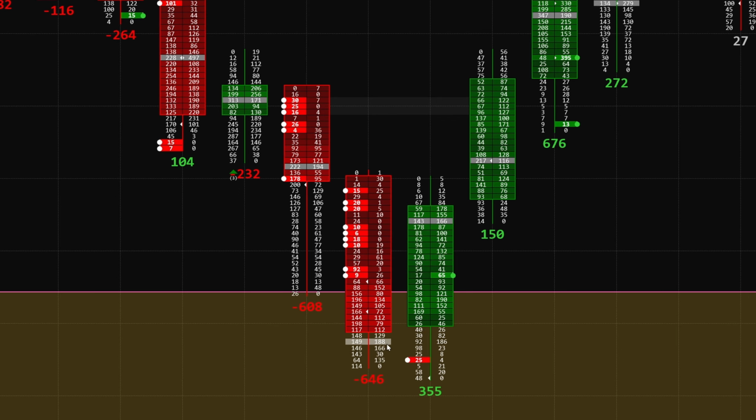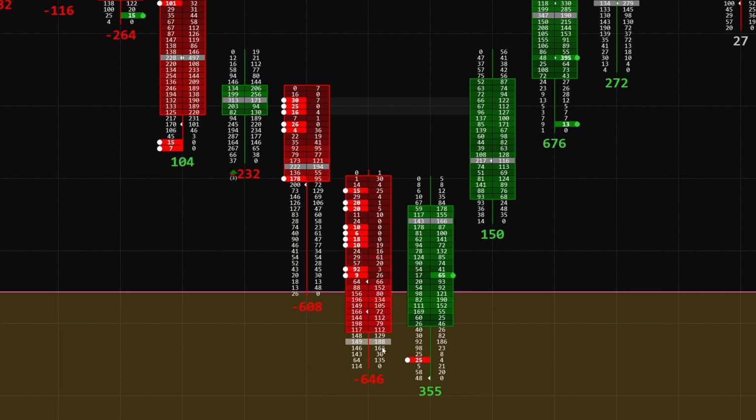Right here, the gray highlighted area is what's called the point of control. This is the area that had the most amount of contracts traded on it on this entire 1 minute candle. Now, the reason this is important is a lot of times, not always, but a lot of times, this is a clue, not necessarily, hey, I got to buy and get in right now.